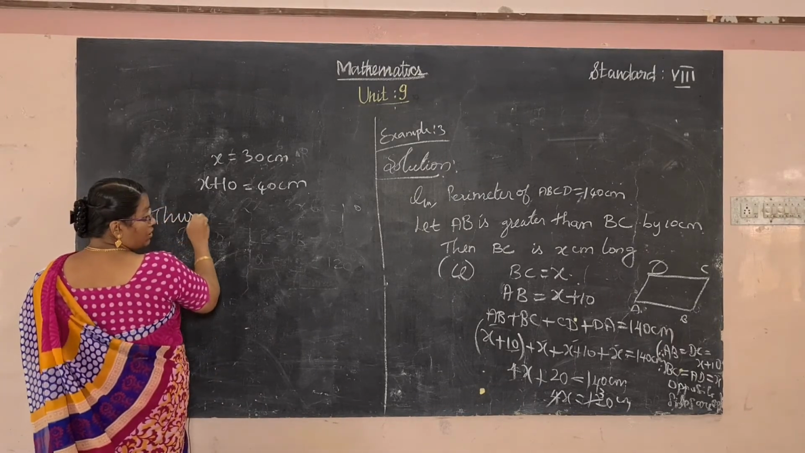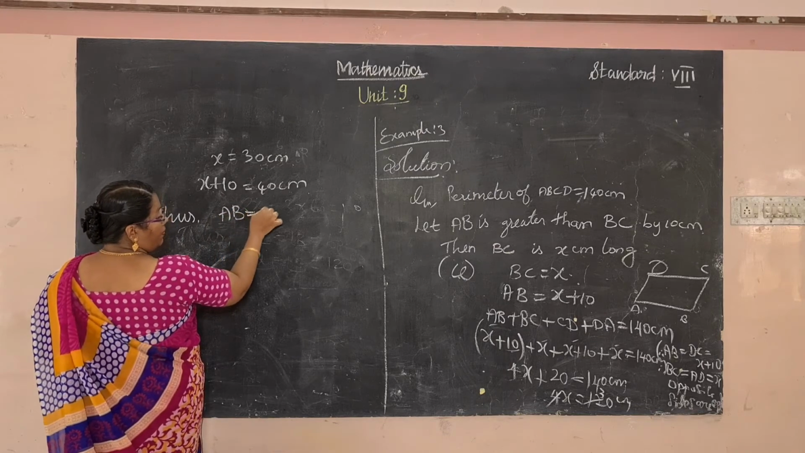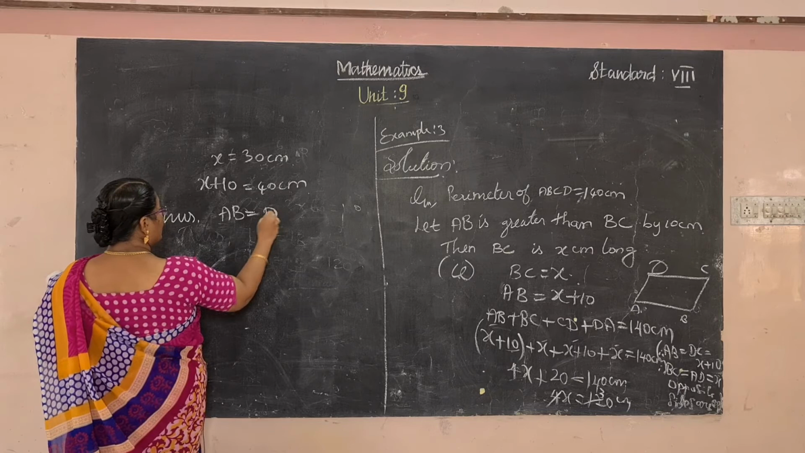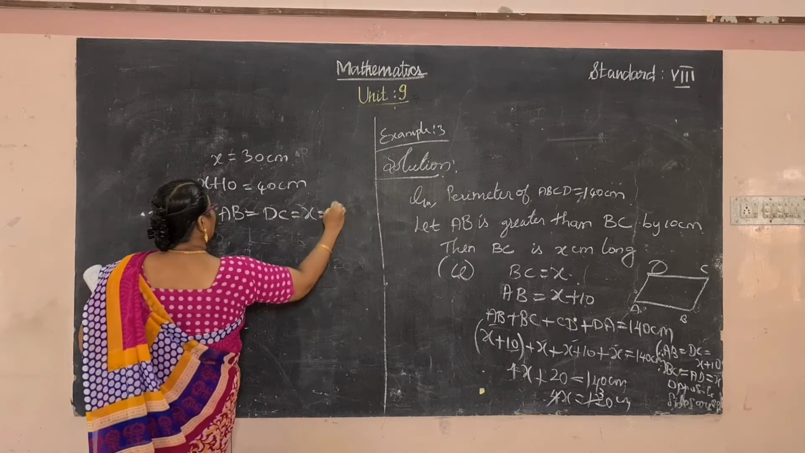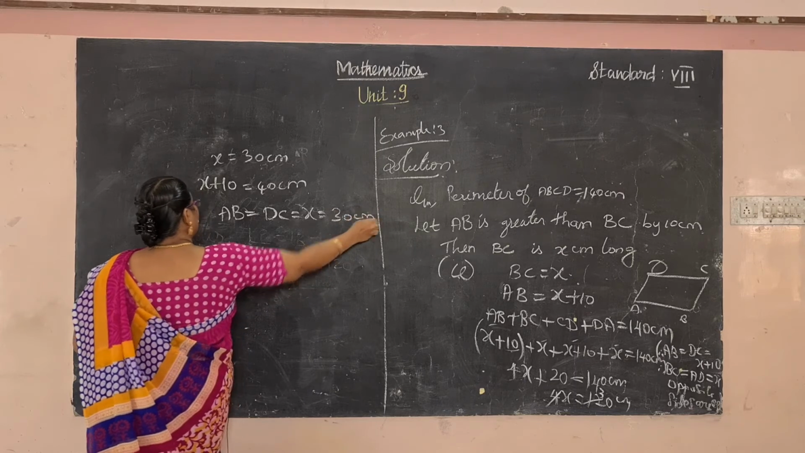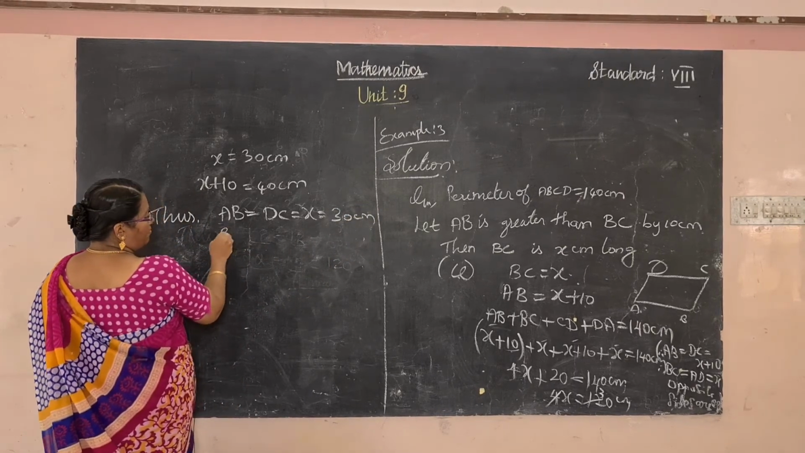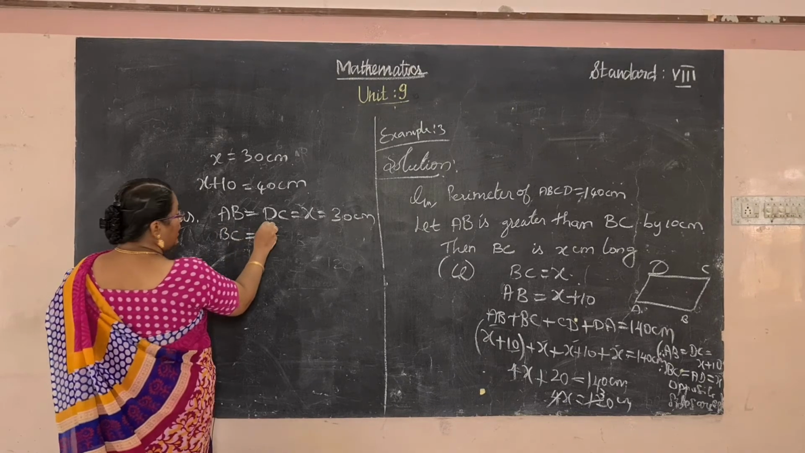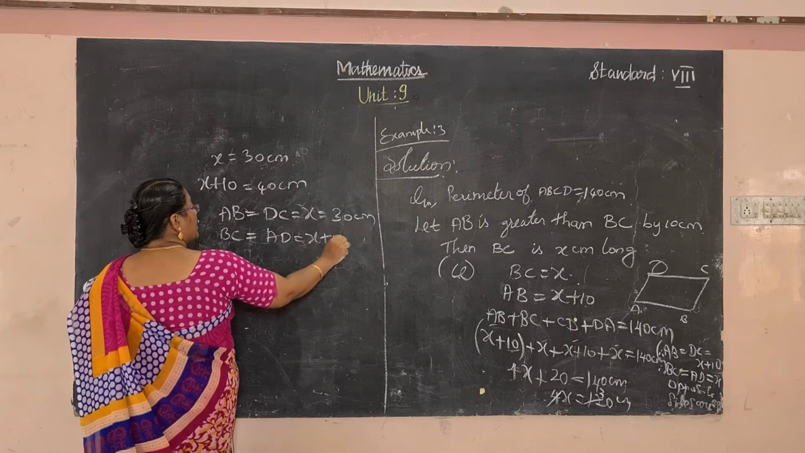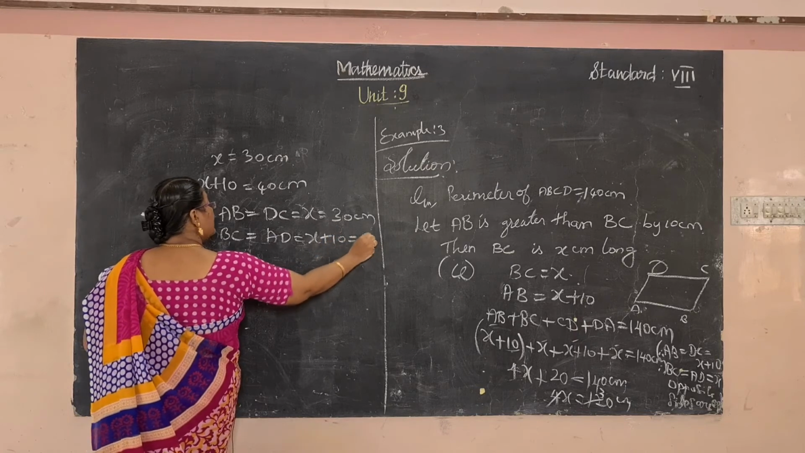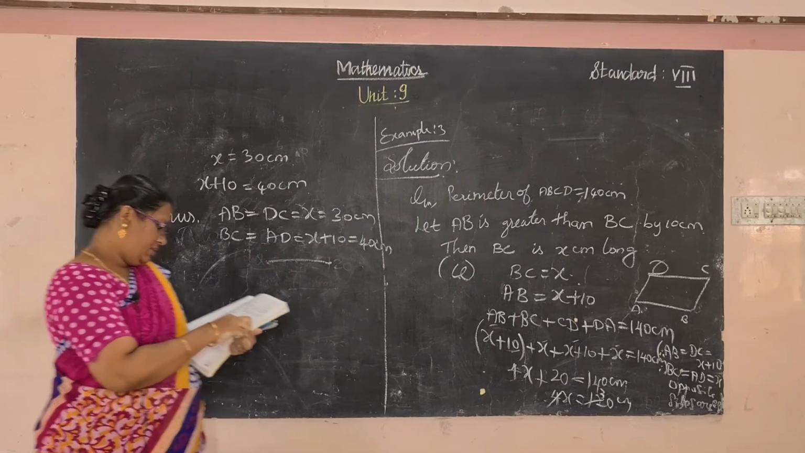Thus, what are the sides? BC is equal to AD equal to x, and the x value here is 30 centimeters. And then AB is equal to DC equal to x plus 10, which is 40 centimeters. That's it.